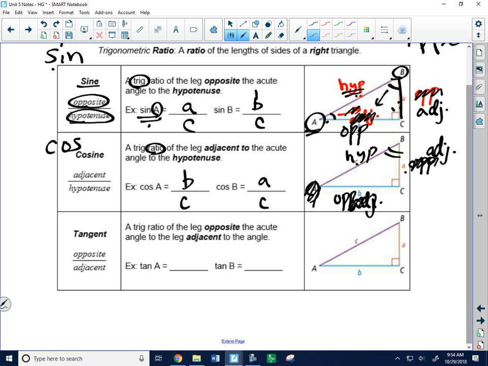Let's stop there. I'll tell you tangent tomorrow, and then we'll do a few problems solving for the missing side based on. So.